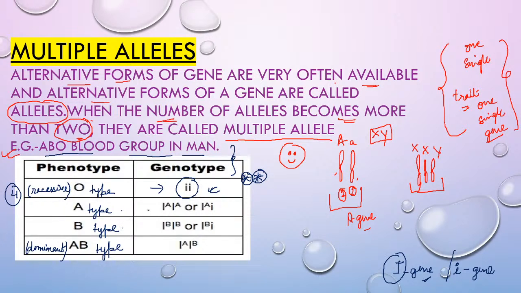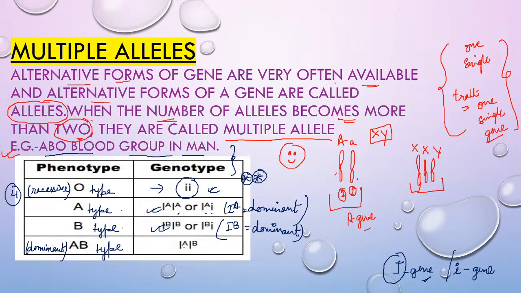Type A can be homozygous, that is IA IA, or in the case of heterozygous, it will be IA and small i, where IA is the dominant allele. Similarly, in the case of B, IB IB is homozygous, whereas IB small i is heterozygous, and here IB is the dominant allele.